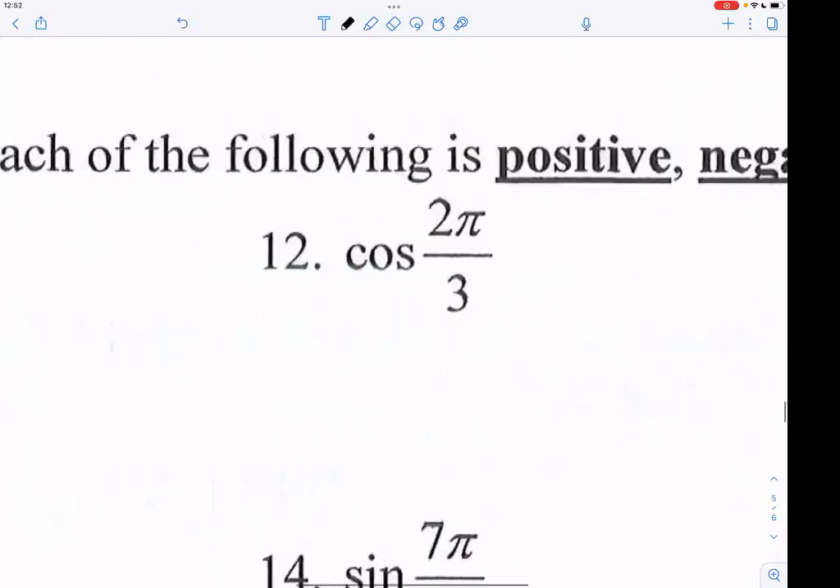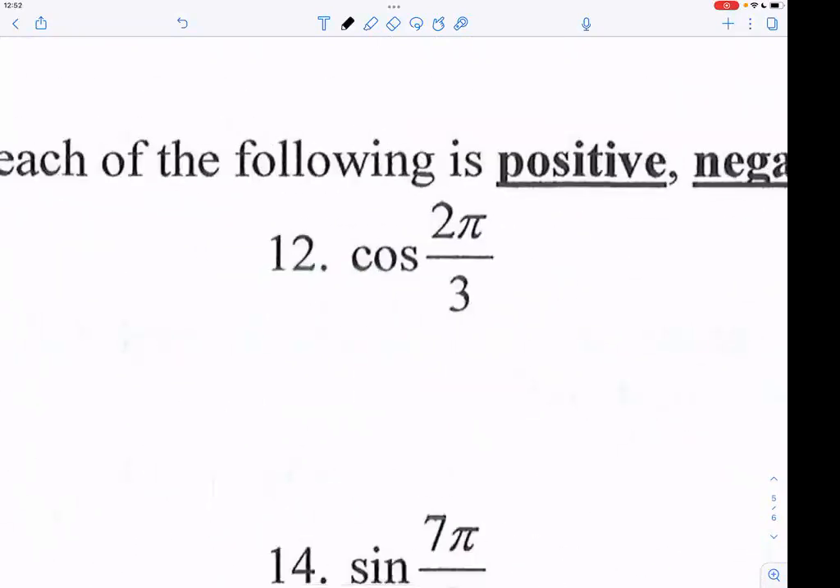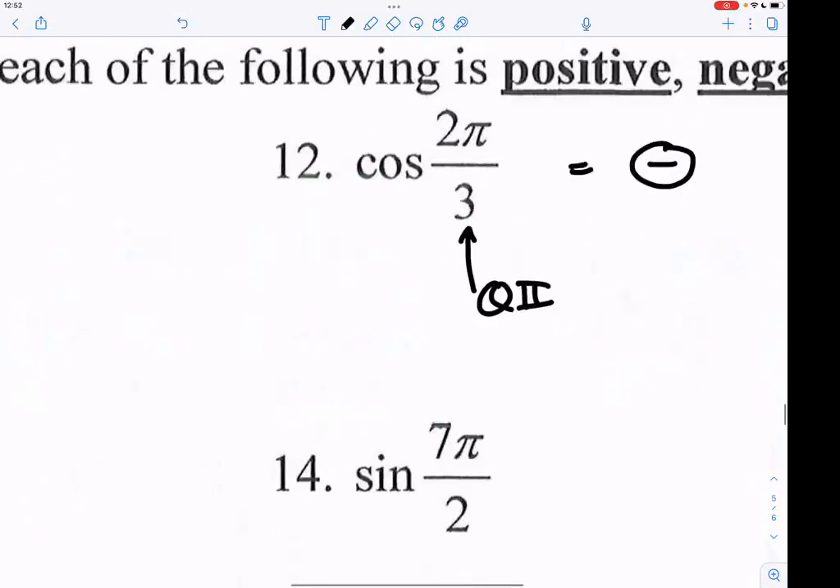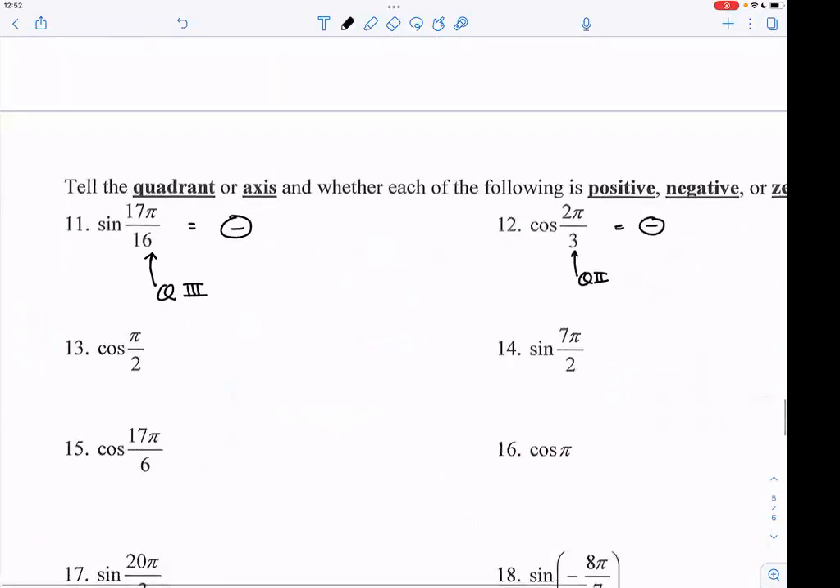Okay. 2 pi over 3. Quadrant? Okay, look at the paper that we had earlier. If you need some help, 2 pi over 3, it's in quadrant 2. Okay. So cosine of an angle in quadrant 2 must be negative. All right.